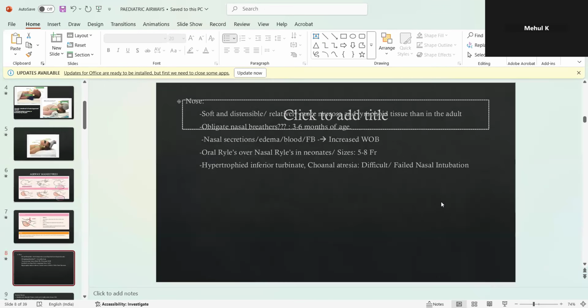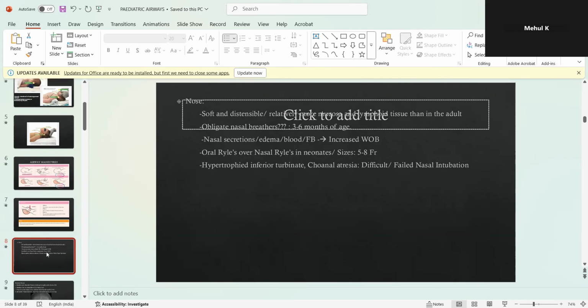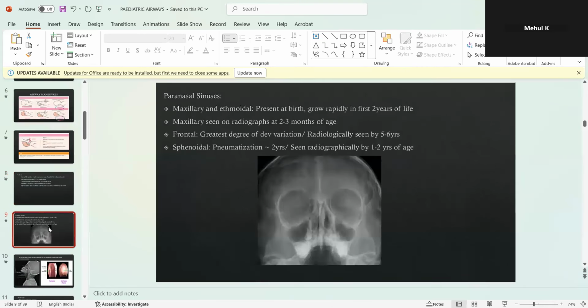But one can notice that any kind of nasal secretions, edema, blood, or foreign bodies within the nasal cavity increases the work of breathing. For the same reason, neonates are given oral Ryle's tubes over nasal ones, especially when it is planned to be left in situ for longer duration. And while performing any kind of instrumentation through the nasal cavity, you might actually encounter hypertrophied inferior turbinates and choanal atresias. This might also make it difficult for you to perform a nasotracheal intubation.